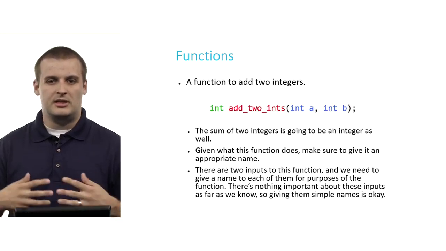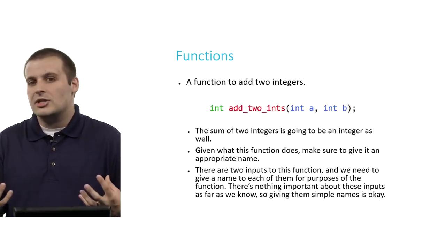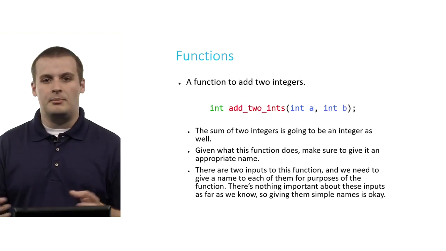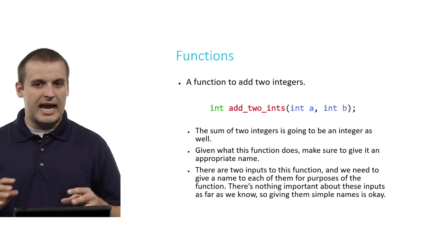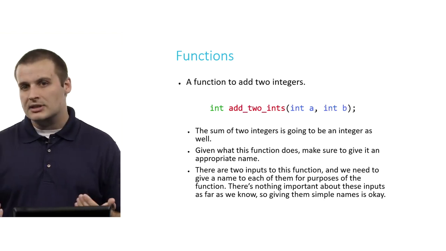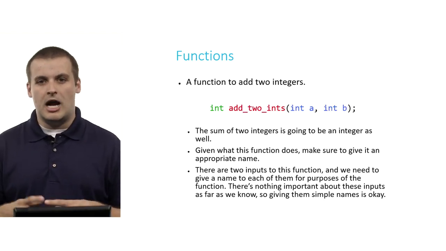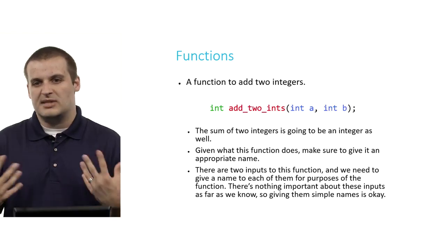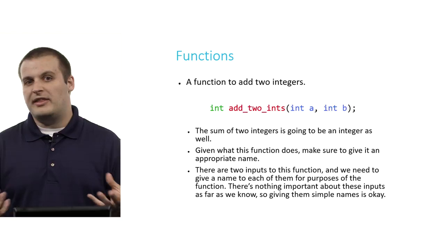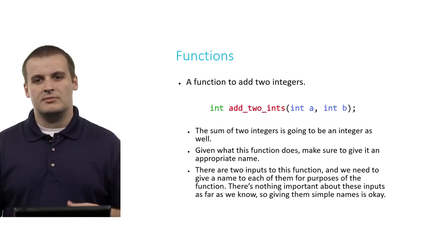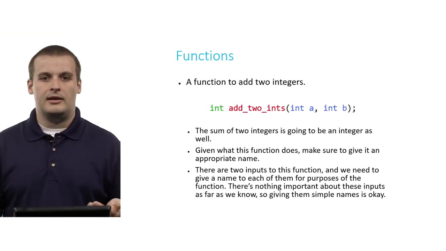The names aren't terribly important in this case. We don't necessarily have any meaning attached to them. So we can just call them A and B. That's totally fine. If, however, you find yourself in a situation where the names of the variables might actually be important, you might want to call them something other than A and B to give them something more symbolically meaningful. But in this case, we don't really know anything else about the function. We just want to add two integers. So we'll just call those integers A and B. All right, so that's one example.